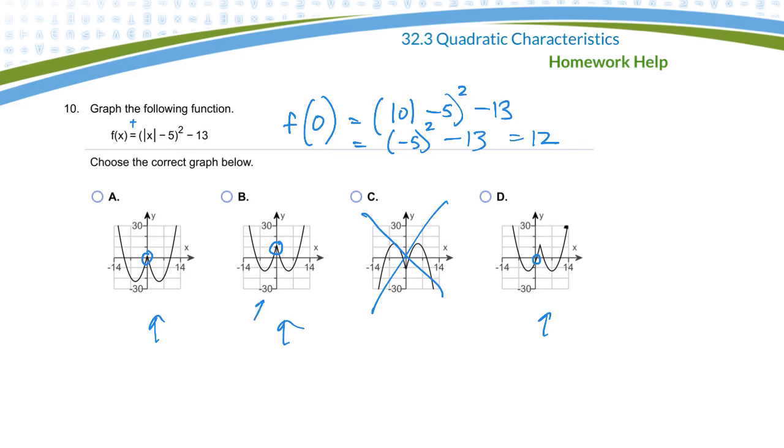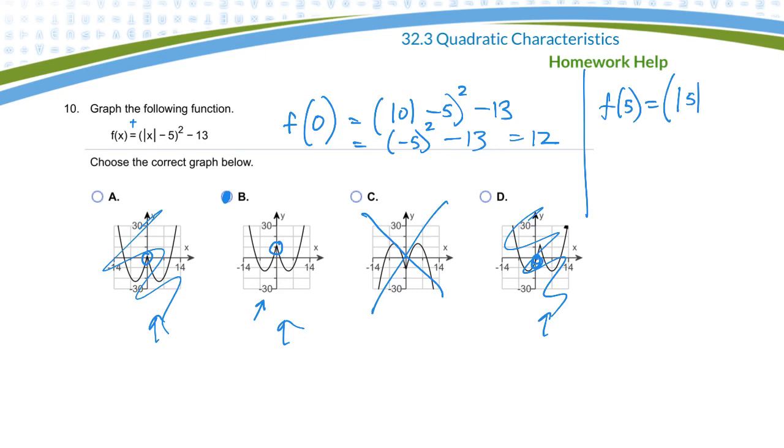That one looks fairly close to 12. This one looks to be below 0. I don't think it can be that one. And this one, I don't think it could be that one either. It has to be this one. Let's try another number though. Let's try, say, 5. So let's plug in 5, just to confirm.